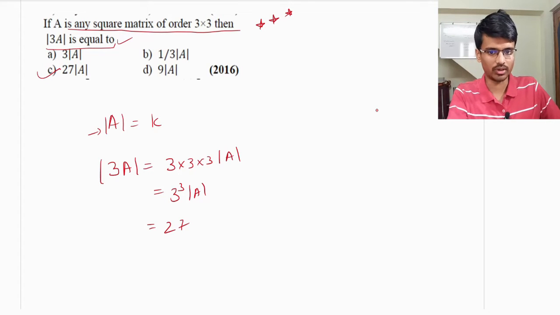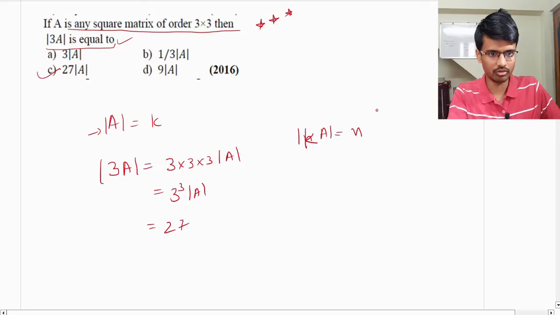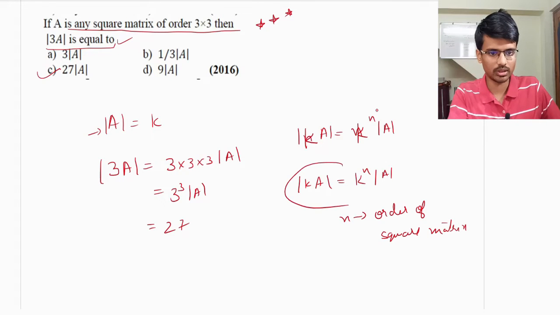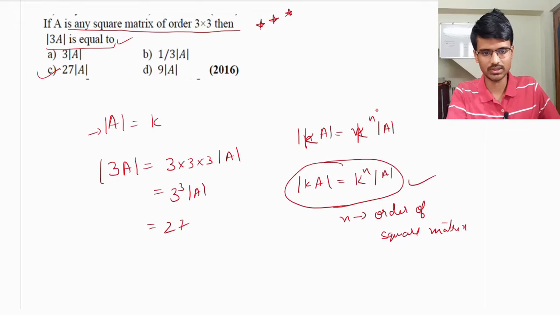The general formula for this is determinant of kA is equal to k to the power of n determinant of A, where n is the order of the square matrix. You can remember this. This is a very important result. Just remember this, apply this. So this is 27 determinant of A, which is nothing but option C.